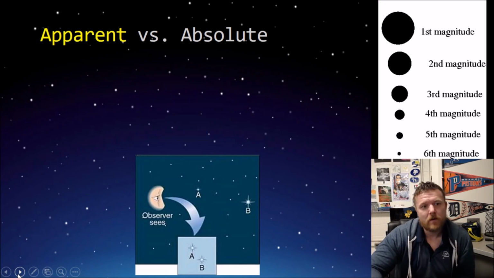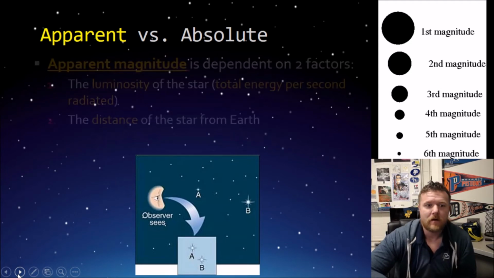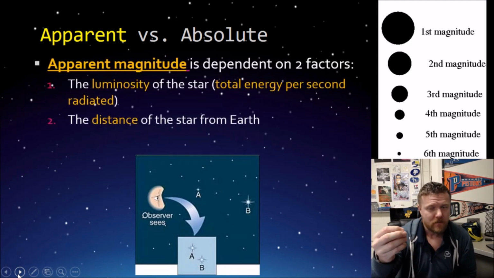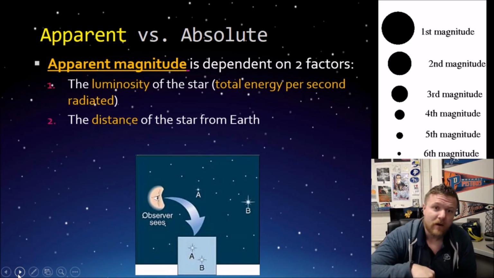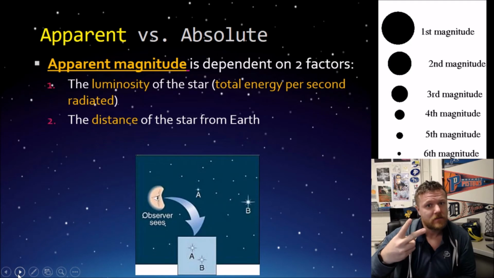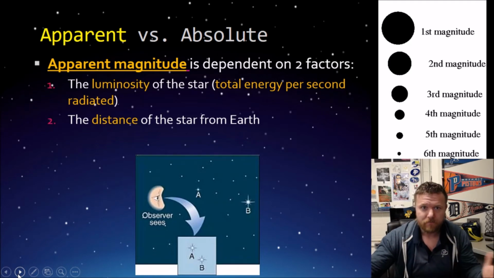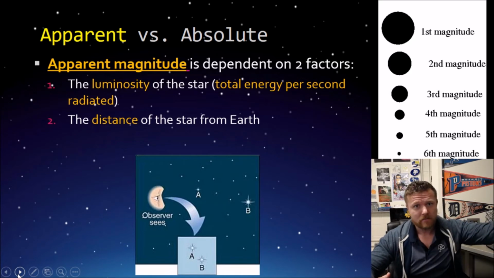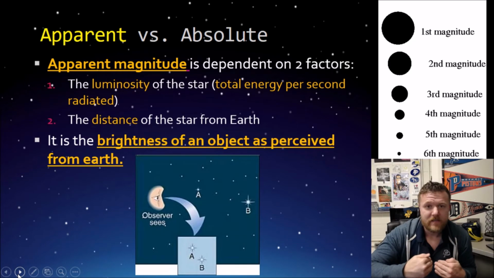This gets into what we call apparent and absolute magnitude. There are two ways to measure the brightness of a star. Apparent magnitude is what we see with our eyeballs. That's how bright it seems to us here on planet Earth. And it depends on two things. One, the luminosity, or how much energy is coming out of the star. And two, how far away it is. That's the apparent magnitude, basically the brightness as we see it here on Earth.